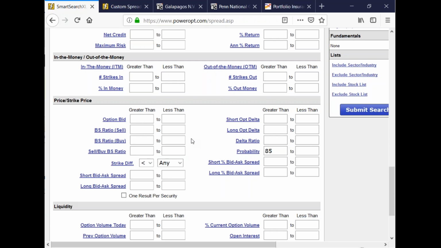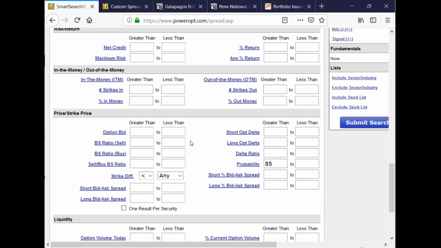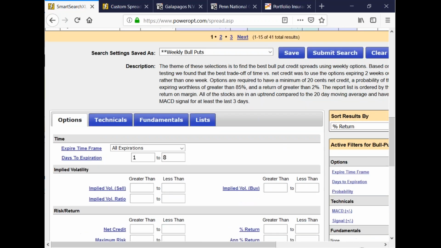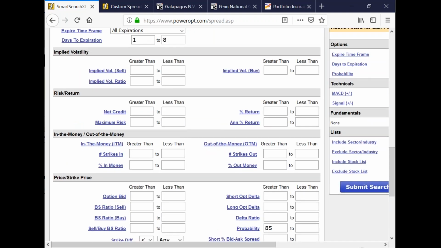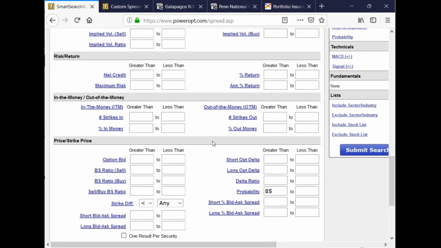We found these same results when we did it from 2015 to 2017, taking the Bull Put Weekly default searches against, hey, what if we look for lower probability and tried to double the return?